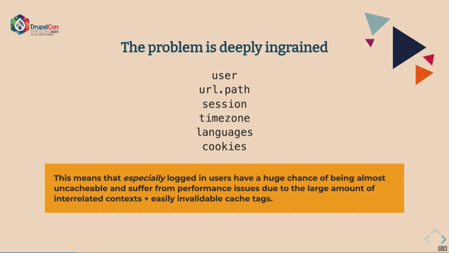And the problem is deeply ingrained in Drupal because we have many contexts, for example, the user, the session, or the cookies, and even, for example, the languages, if your site has a lot of languages, which can introduce a lot of variation. And this has always meant that especially logged-in users have had a huge chance of having problems. In fact, in Drupal 7, we didn't have cache for logged-in users.